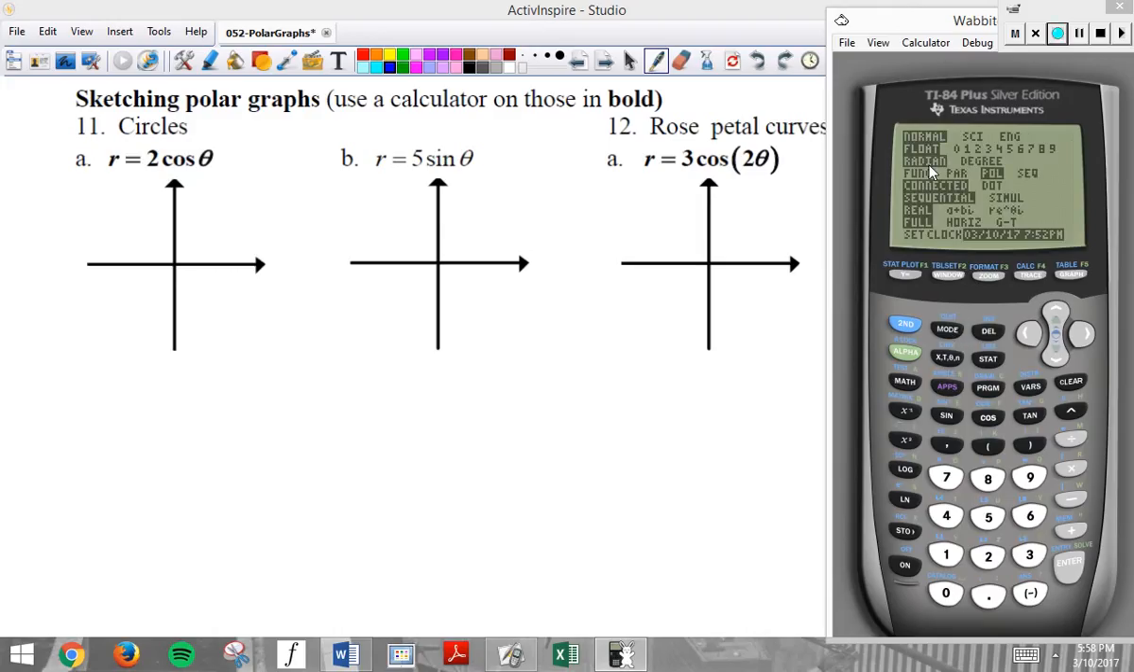So again, just to make sure you're in radians mode, I'm going to go back to mode one more time to make sure you're in radians mode. Okay, r equals 2 cosine theta, zoom 6 for standard, and you see this little guy. I'm going to zoom in a bit just so we can see what's going on here. Now if you look at the window, you notice that theta min is 0, theta max is actually 2 pi. X min, negative 10, x max, a lot of this stuff should look similar. So I'm just going to decrease these to 5 to give you a better view of things.